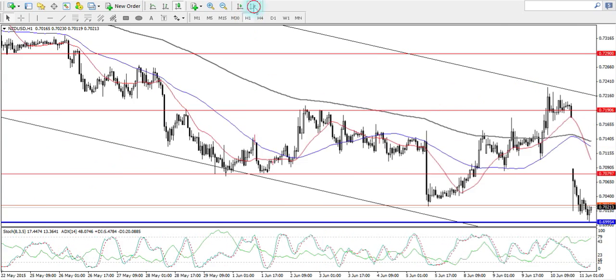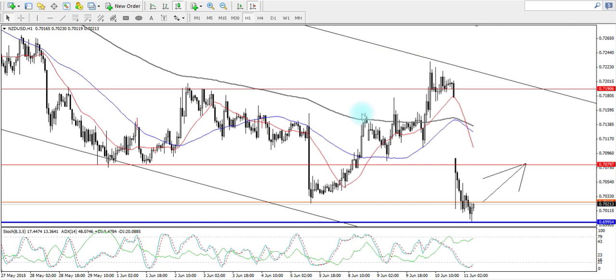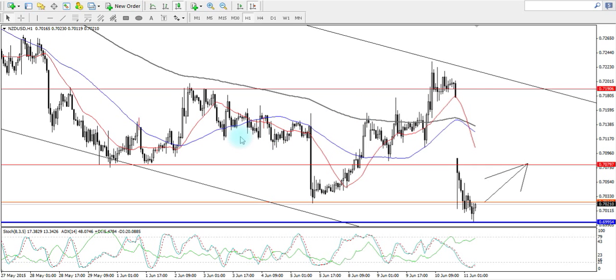Alright, so either you can go for an intraday long right here, or you might want to wait for a further retracement to go for a short instead. We are also expecting that the Reserve Bank of New Zealand might cut interest rate further. Alright, so that's for New Zealand dollar against US dollar.